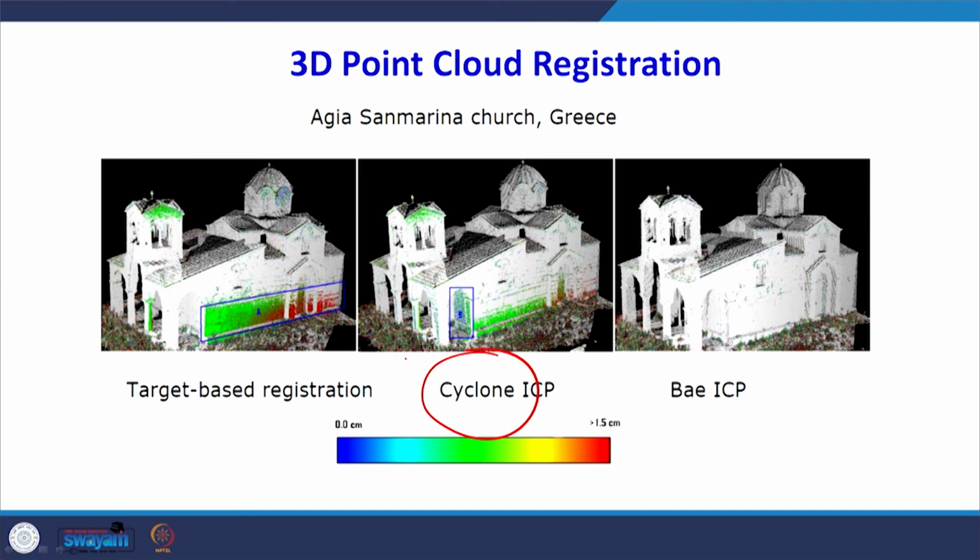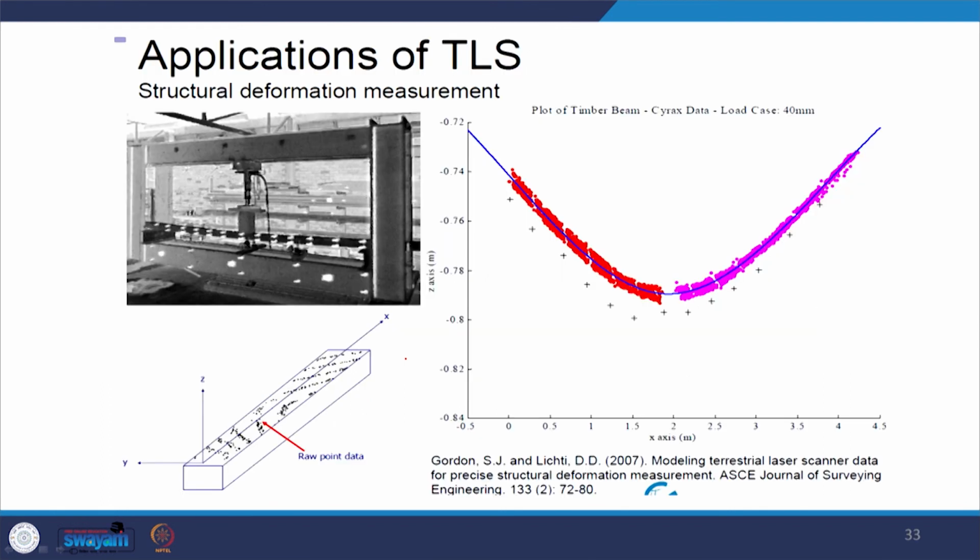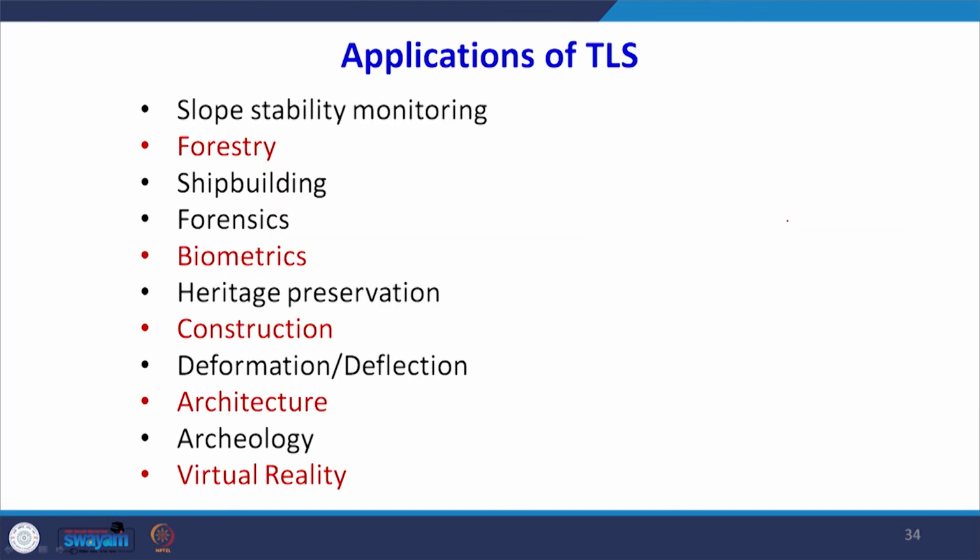Cyclone is the name of the software. So you can have several measurements once you have created this. This is showing the deflection. You can see a curve. Basically this is one end of a beam, another end of a beam, and this shows how the beam is deflected when the load is put on it, and a terrestrial laser scanner has been used. So it has a lot of applications to minutely observe the changes which are taking place.